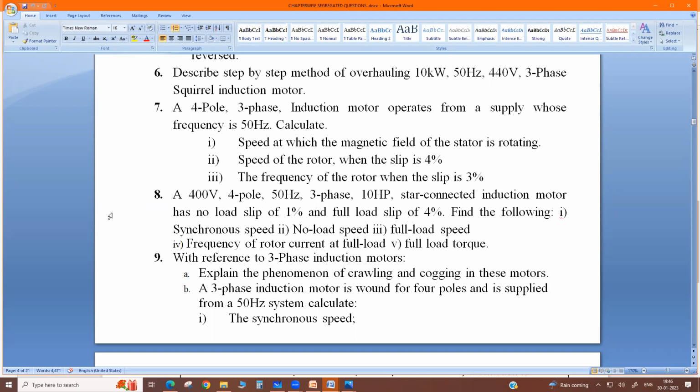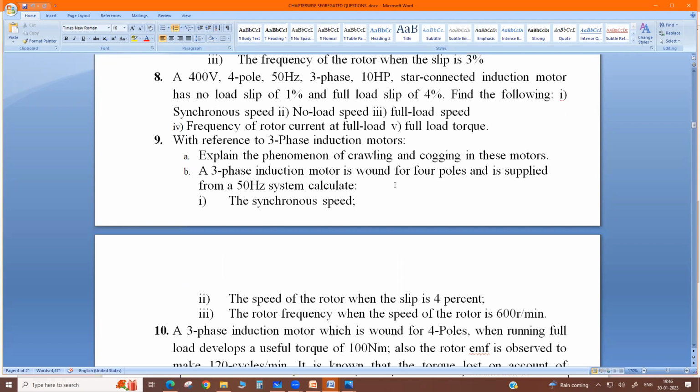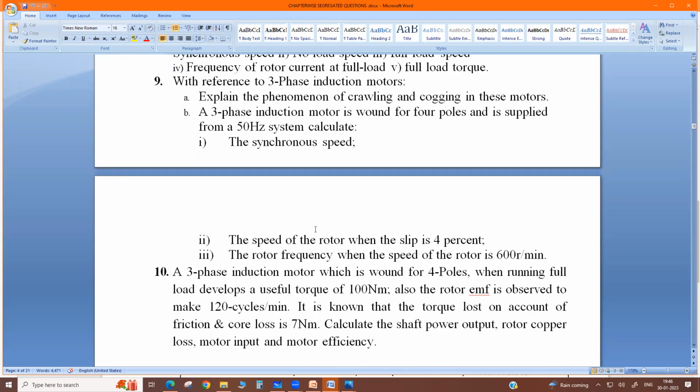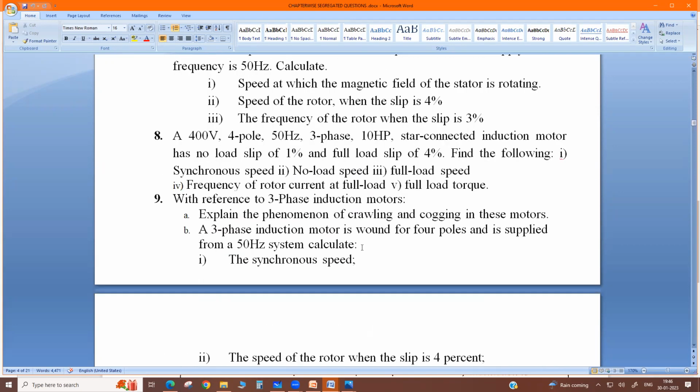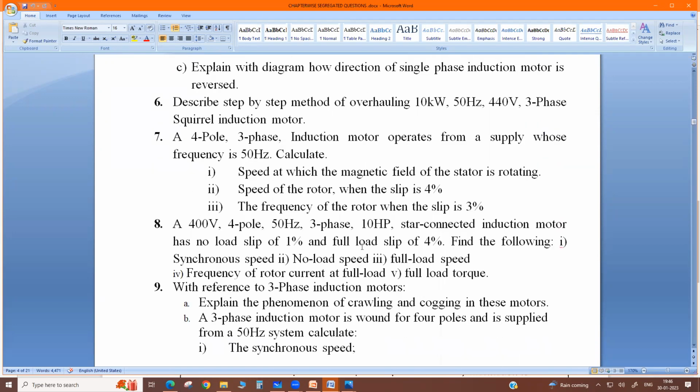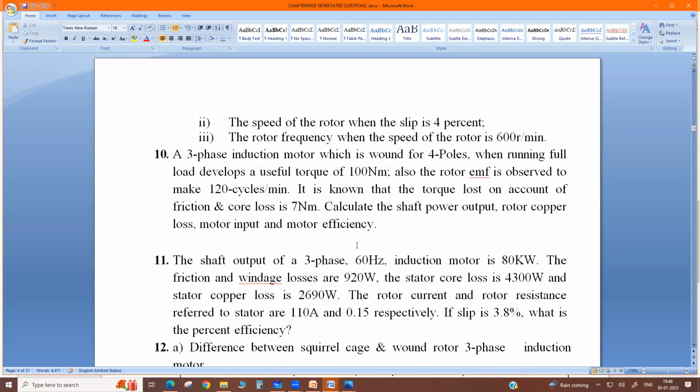Then the frequency of the rotor when slip is 3%. Now you use the 3% slip. So 0.03 into f, 50. Got it? Very simple. The same for the eighth question also. These were asked earlier. Same for the 9th question also. Okay, this 9th, 8th, 7th, same things, speed related.